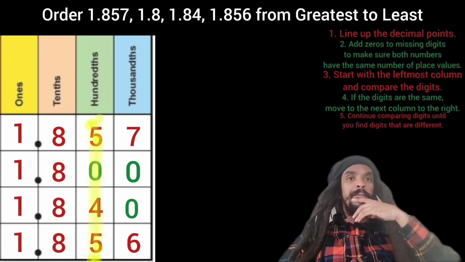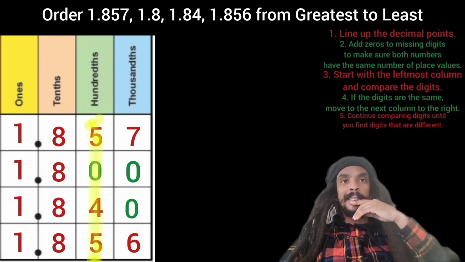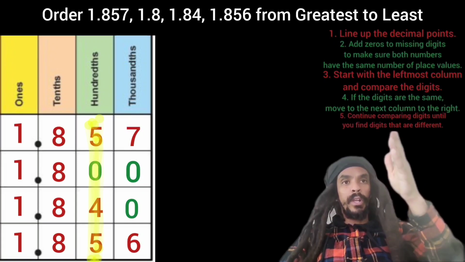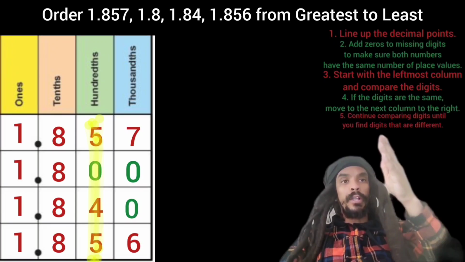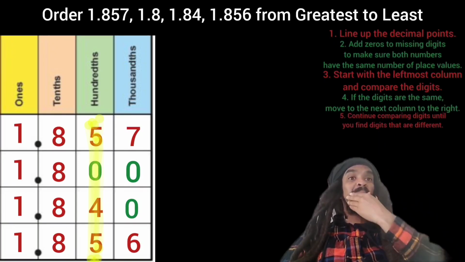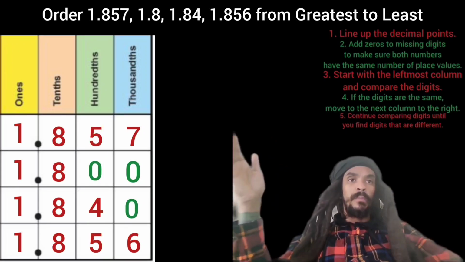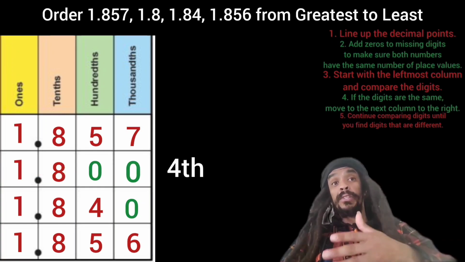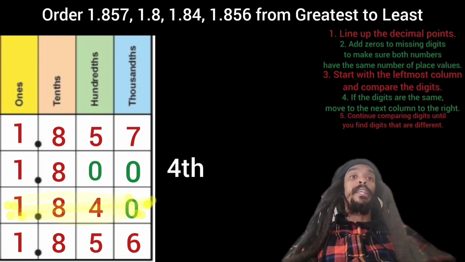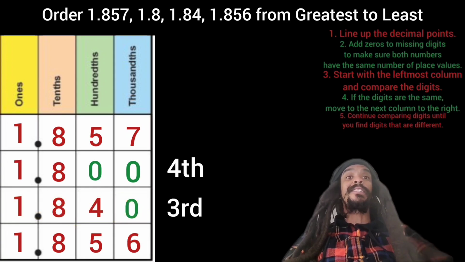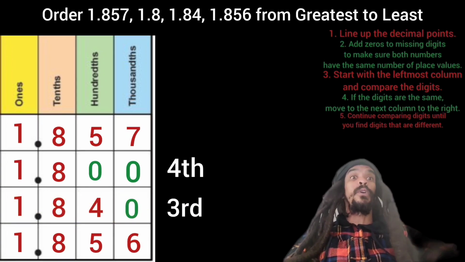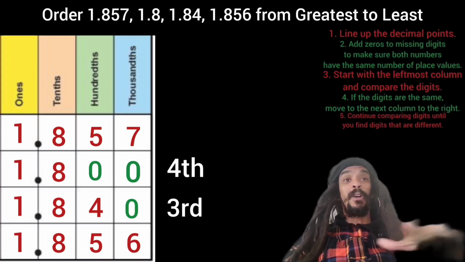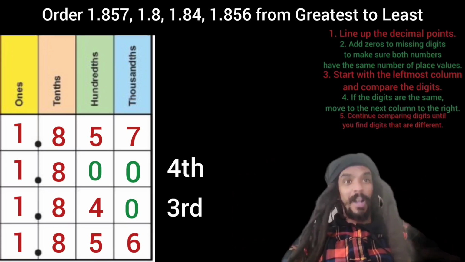Let's see if we have any differences. And I think we see some, because we have a 5 in our hundredths place. We got a 0 in our hundredths place. We have a 4 in our hundredths place. And we have a 5 in our hundredths place. So we know the 1 and 8 tenths is going to be the very smallest number that we have. And 1 and 84 hundredths is going to be the second smallest one. It's the smallest number we have.